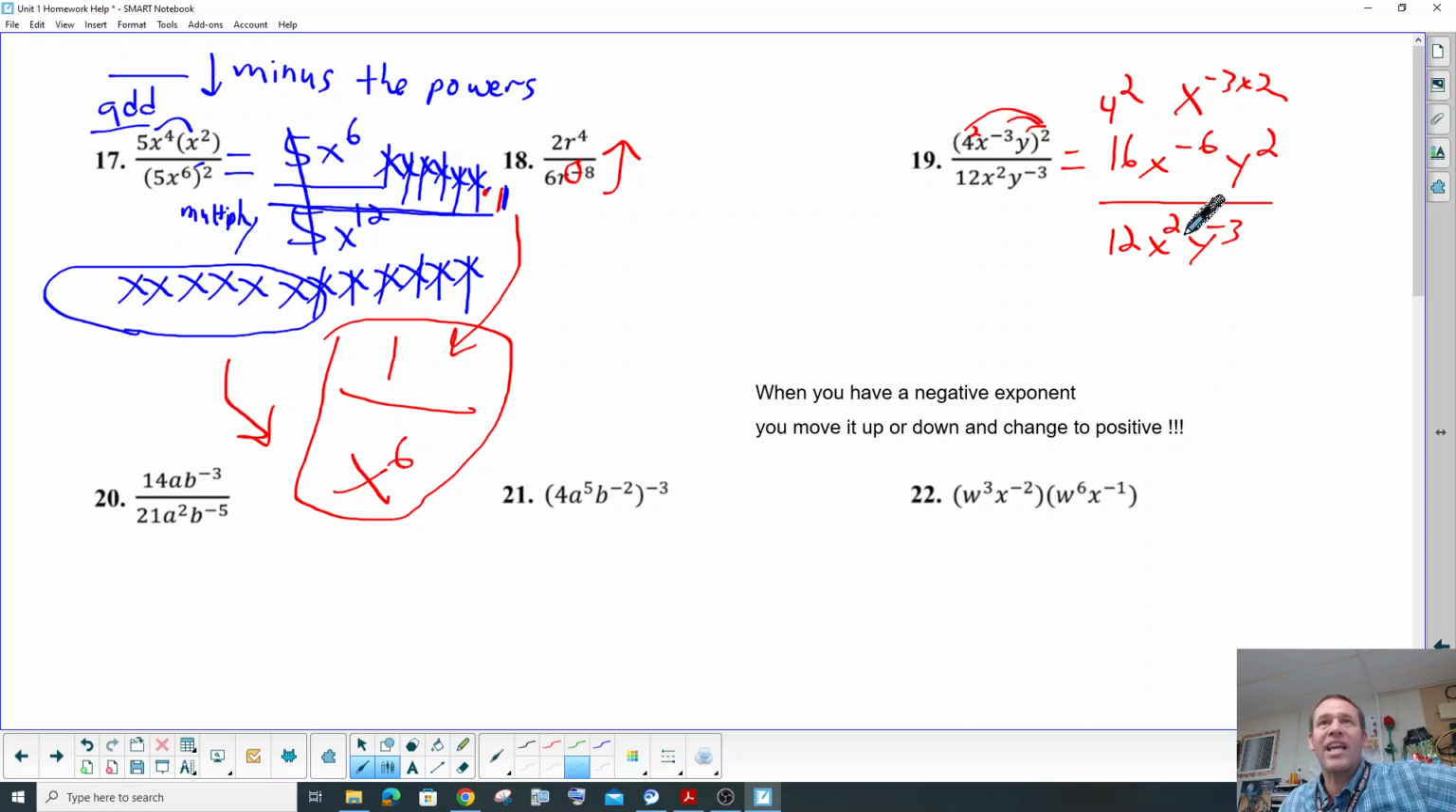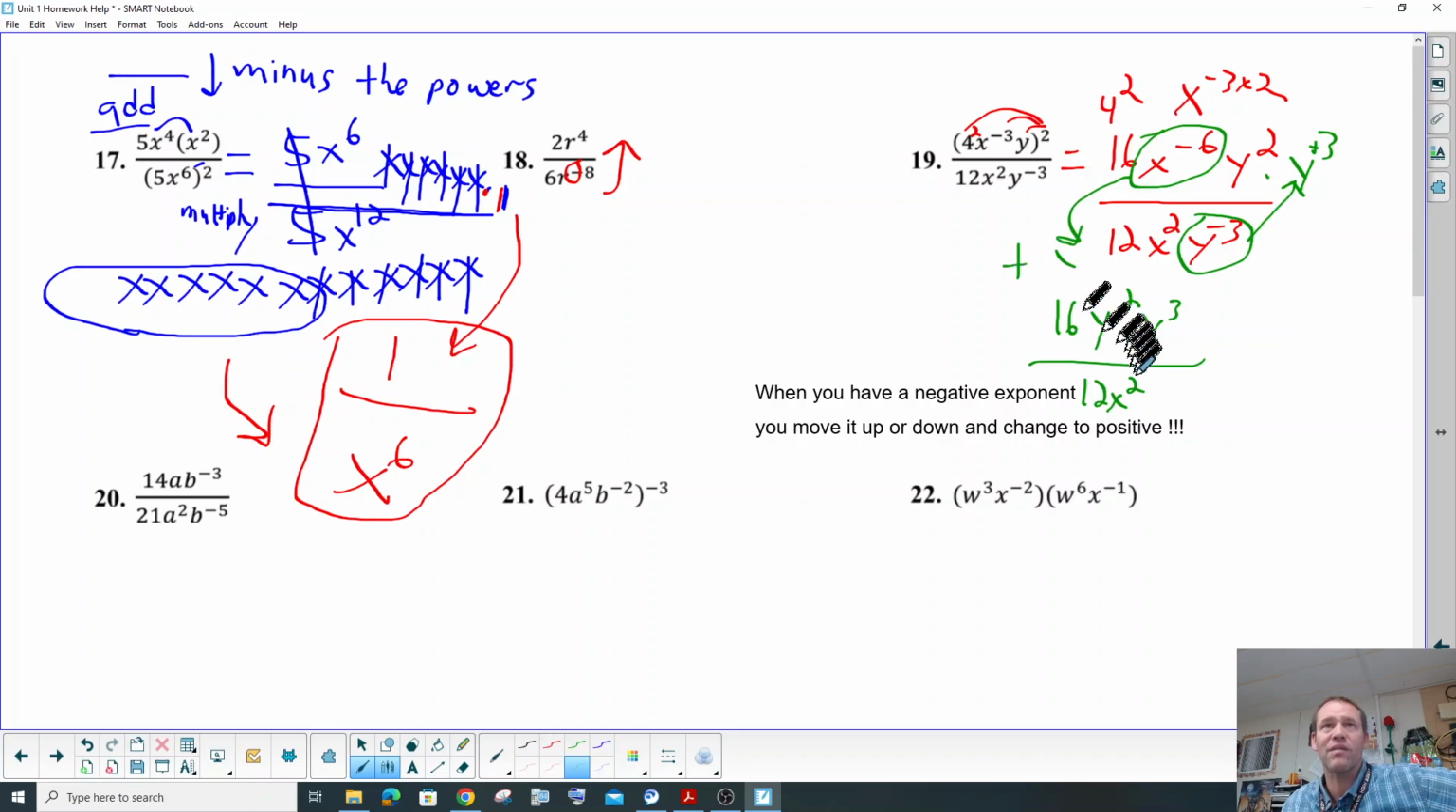So I'm going to take this y to the -3, and I'm going to bring it up to the top, times y to the +3. Right? Make it a +3. And then we're going to make this positive, but we have to bring it down. So we end up with 16 y squared times y to the 3rd power on the top. And then the bottom we end up with 12 x squared. And then this guy right here goes down to the bottom, but we make it positive. So that's going to be a positive x to the 6th power.